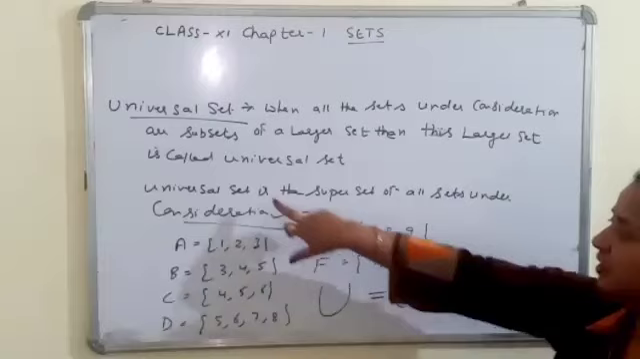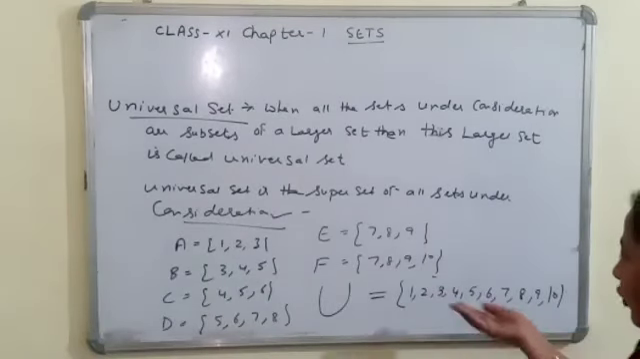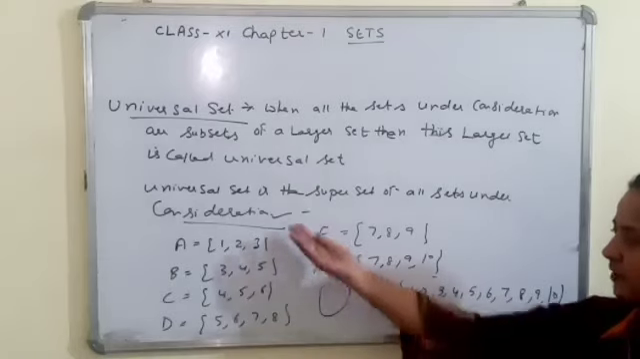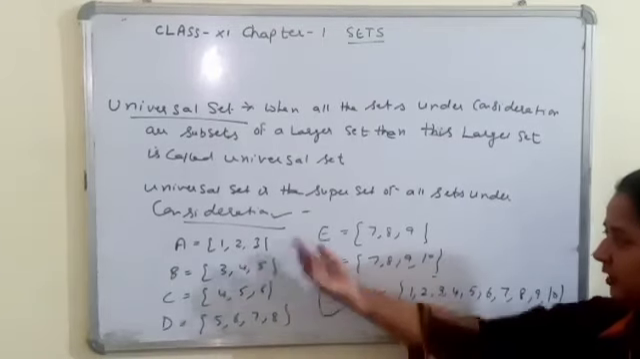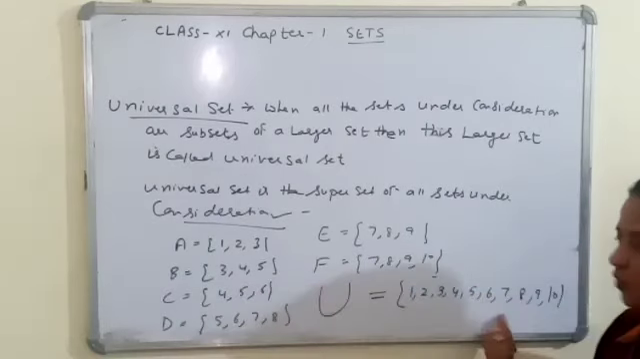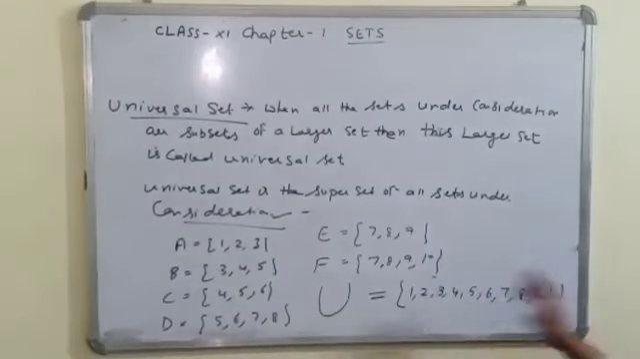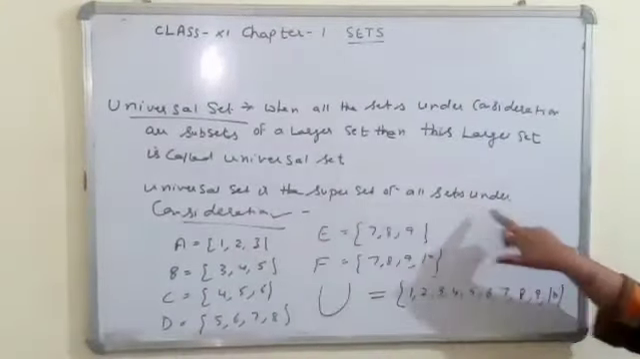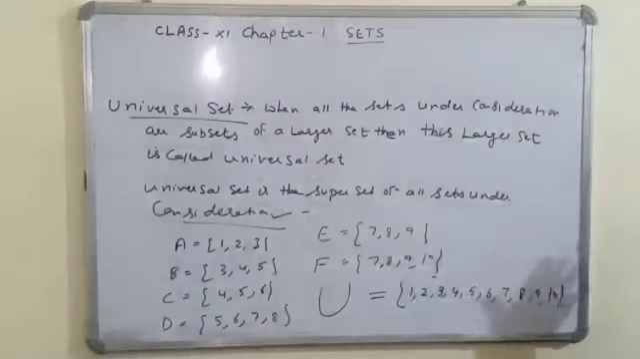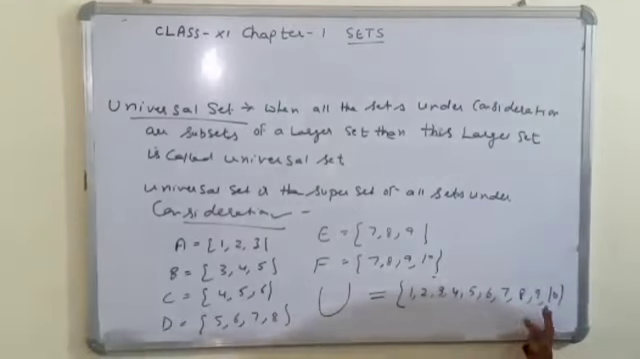So this is the definition of the universal set. Again I am repeating, the universal set is the superset. From this set we can make the subsets. A is a subset of the universal set. You can see B is also a subset of the universal set. Similarly C is also a subset of the universal set. So we can say the universal set is the superset of all the sets under consideration. Now this was the definition of the universal set.